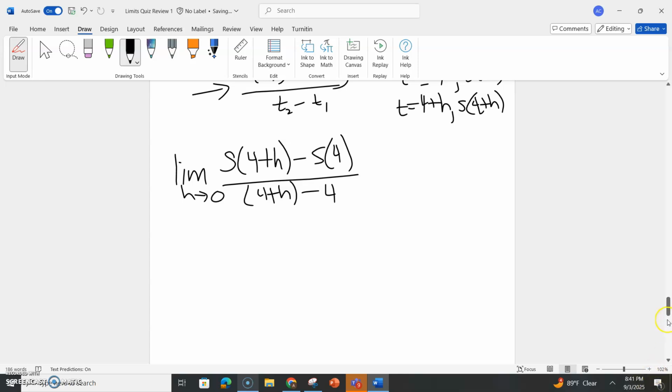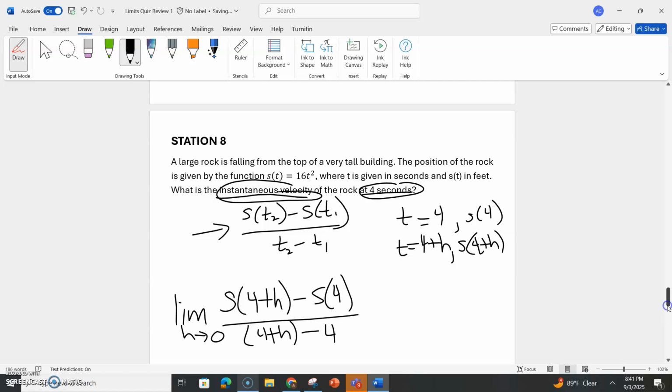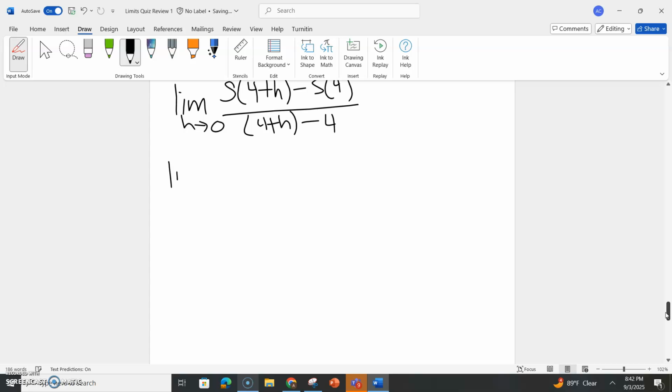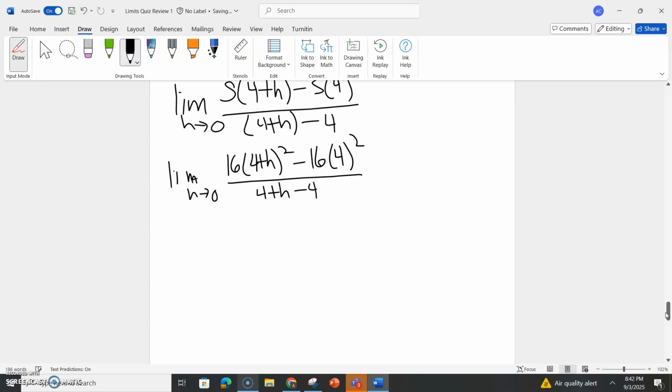Note here that our function s is 16t². So what we're going to do is plug that in. So this becomes the limit as h approaches 0 of, first one is s(4 + h), so that's 16 times (4 + h)² minus 16 times 4² over our 4 plus h minus 4.